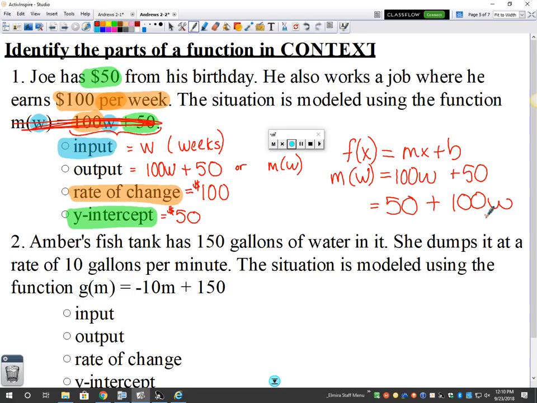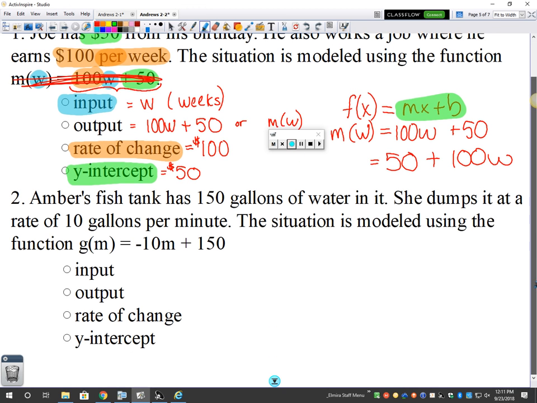But until you really get strong with writing linear equations, we're focusing on this format of mx plus b, and in that order. So I would highly encourage you to do the slope, the variable, and the y-intercept in that order for your functions. Okay? All right, number 2. Amber's fish tank has 150 gallons of water in it.